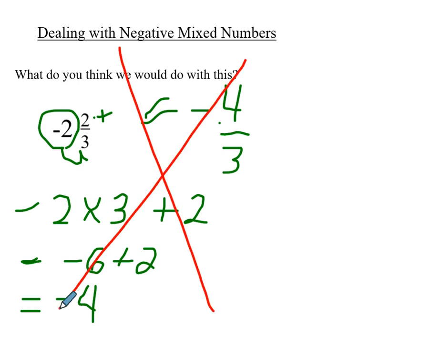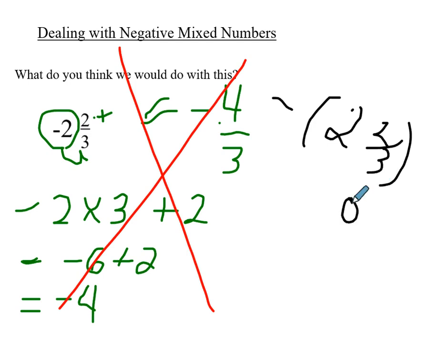Okay, this really means the opposite of 2 and 2/3. Well, what would 2 and 2/3 be? It would be 2 times 3 plus 2. So that would be 8/3. So this just means the opposite of 8/3.